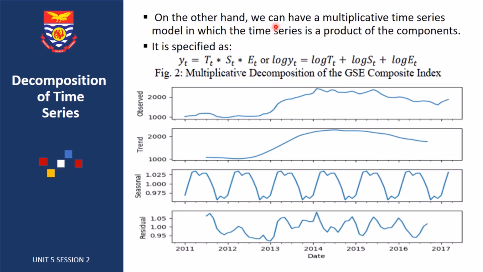On the other hand, we can have a multiplicative time series model in which the time series is a product of the components. Unlike the additive decomposition, the multiplicative decomposition is simply a product. So here we are simply multiplying rather than adding. Similar to the additive, the same graph we have here, the Ghana Stock Exchange Composite Index, and the same effect is being observed here, where this is the raw observation, this is the trend, this is the seasonal effect, and this is the residual.